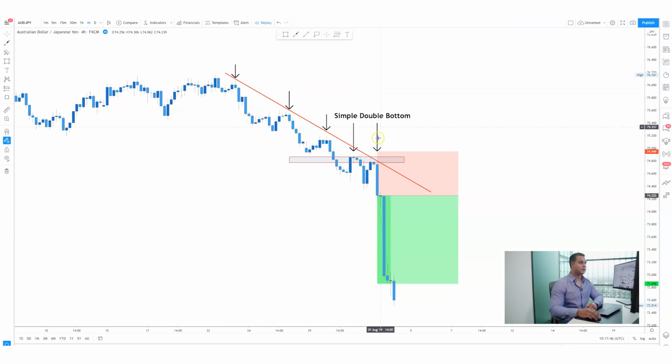Aussie dollar JPY, a simple double top pattern here, guys. As you can clearly see, the trend is down.